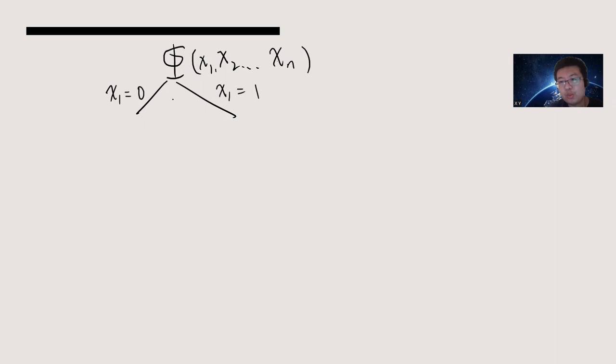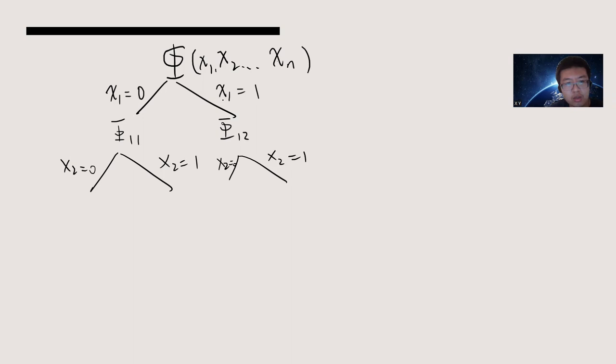Let's call this phi_11 and let's call this phi_12. Then you can ask the same thing where x2 is 0 or x2 is 1. Let me just call this level 1 and this level 2. So I call these phi_21, phi_22, phi_23, phi_24. These labels are not important. I just want to name them and keep going.